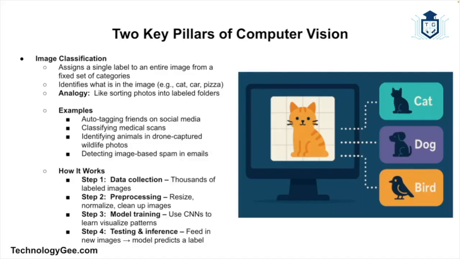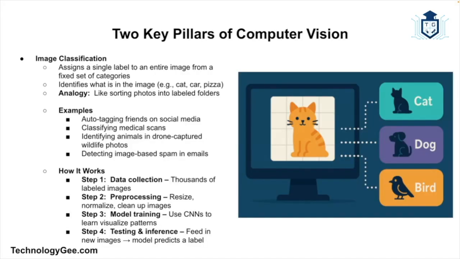Well, behind the scenes, the process usually looks like this. The first step is called data collection. This is where you gather thousands or millions of labeled images. For example, you have a bunch of photos that are labeled as cat, dog, car, etc. Then the next step is called pre-processing. This is where images are resized, normalized, or converted to grayscale to reduce complexity.